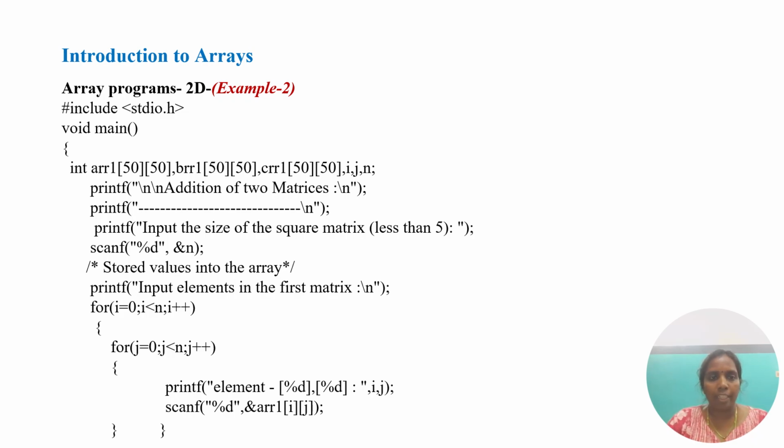The other way of expressing a two-dimensional array is array 1 of 50 comma 50. Array 1 is one array whose row and column size is 50 and 50, B is another array whose row and column size is 50 and 50, and C is another array whose row and column size is 50 and 50. Here we are going to perform the matrix addition. The first loop is used to read all the arrays. So we are doing the addition of two matrices here.